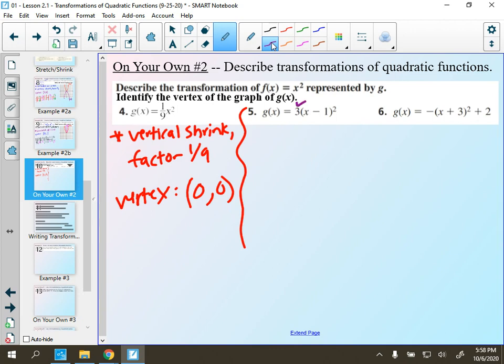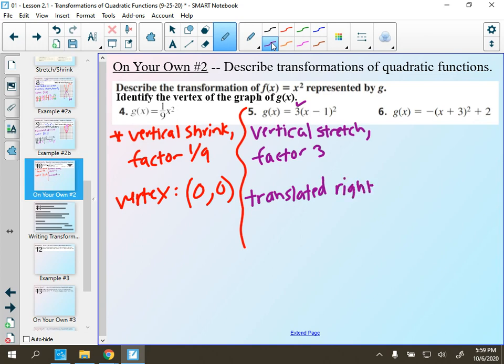All right, next one. This 3 is going to cause a vertical stretch by a factor of 3. And then this -1 is actually going to translate right, which we've seen earlier, 1 unit. So because we've translated, our vertex has moved. Our vertex is now 1 to the right, so our vertex is (1, 0). No up or down movement, so that's why we're still at a 0 there.